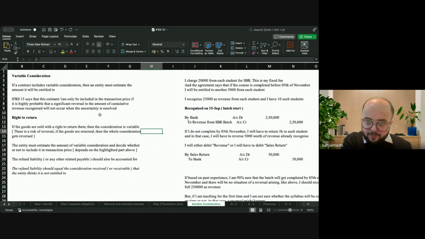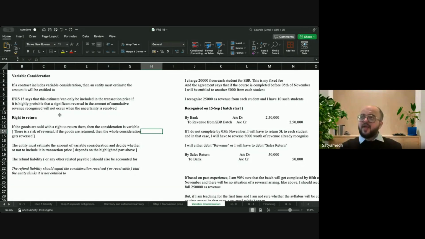But the new trainer, in his case, it is not highly probable. He's very doubtful because he does not have experience. He thinks, if I am not able to deliver, I will have to return the money. So chances of reversal of revenue are pretty high. Because chances of reversal of revenue are pretty high, IFRS 15 says that in such a case, you should not include the amount in your total transaction price, and you should not consider that as revenue.